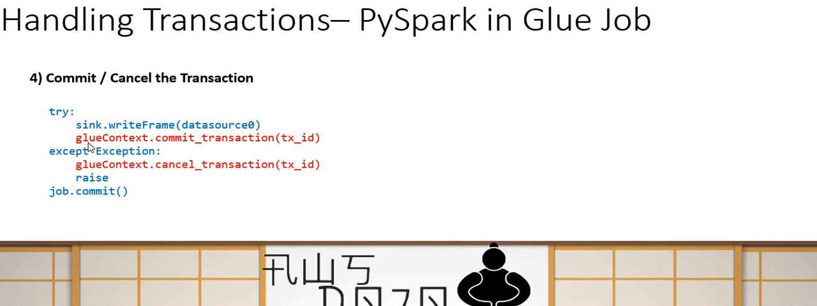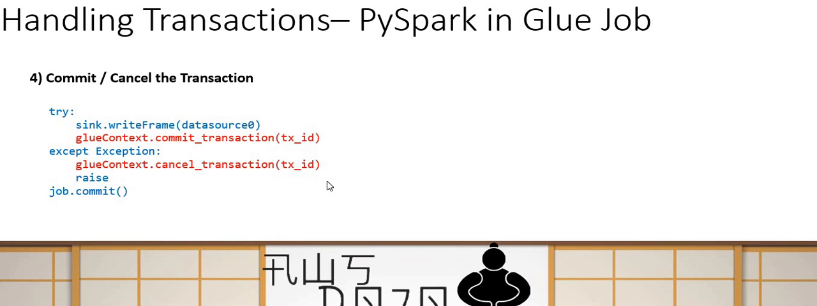We simply say sync write frame, write this data dynamic frame over here, and commit the transaction. If any exception comes at any point of time, then you cancel the transaction, and the job finishes. So it's pretty straightforward. If no error comes, it will reach the commit and be over. But if any error comes, then it will cancel the transaction.